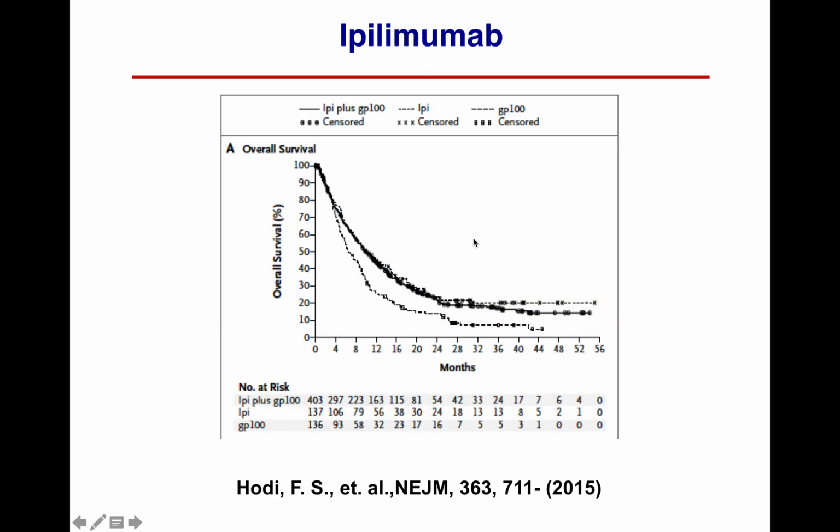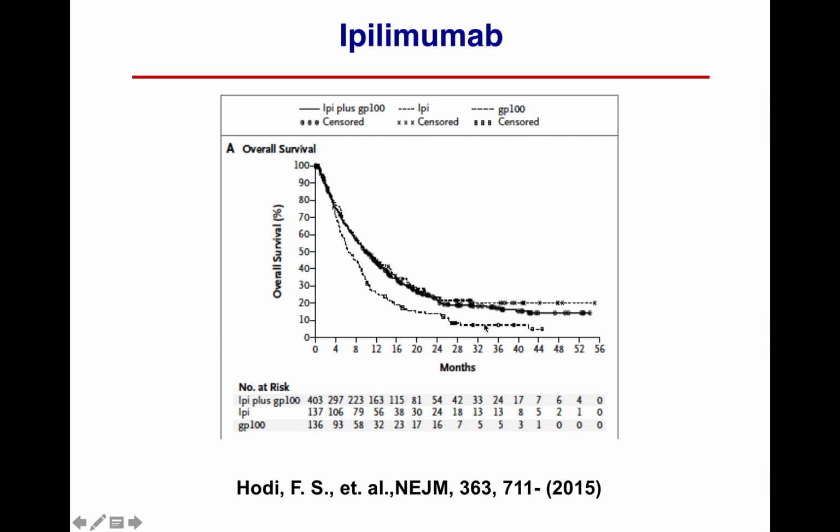Now, this was used clinically. Ipilimumab was used clinically, and this is for melanoma patients. And essentially, these are metastatic melanoma patients. After 2 years, essentially 9 out of 10 patients have died.